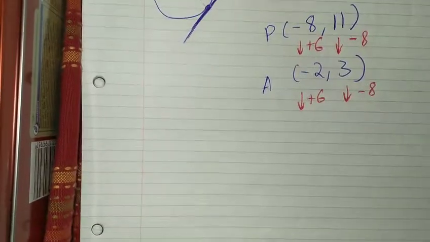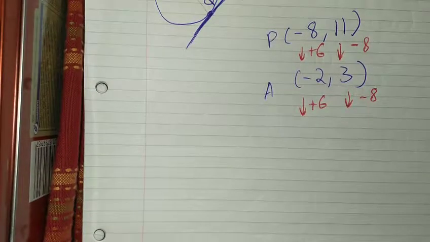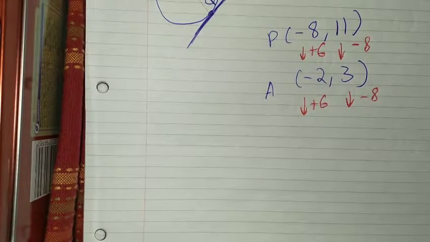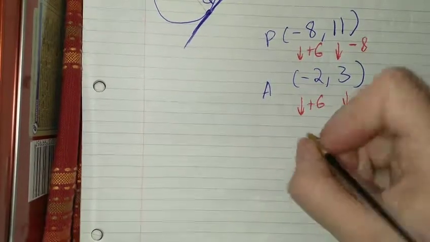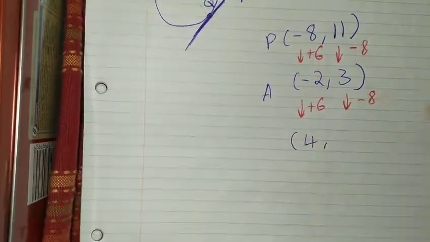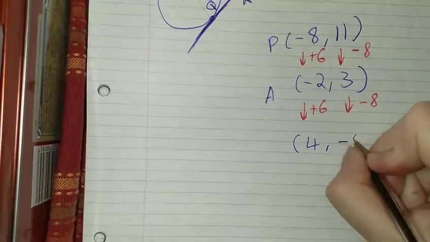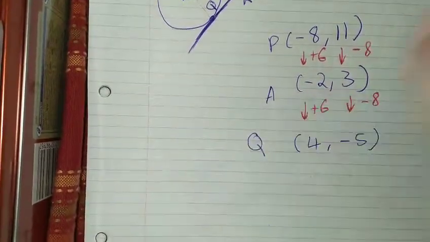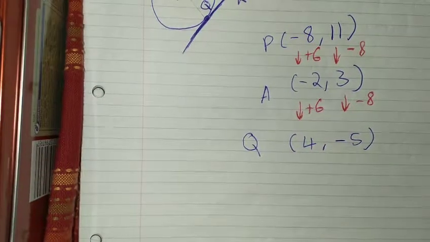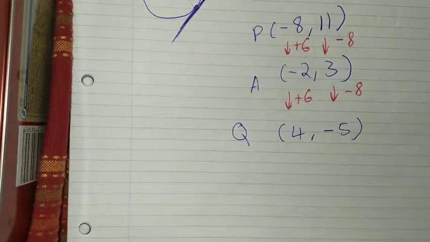So if we're plussing 6, we are going to get 4. And if we're minusing 8, we're going to get -5. So Q, which is my point, is going to be (4, -5).